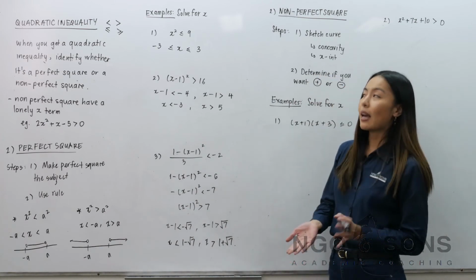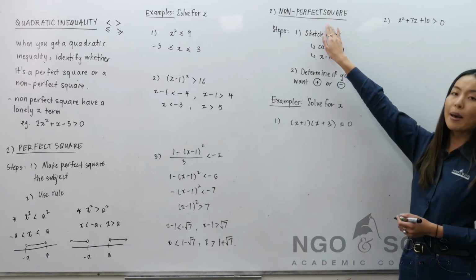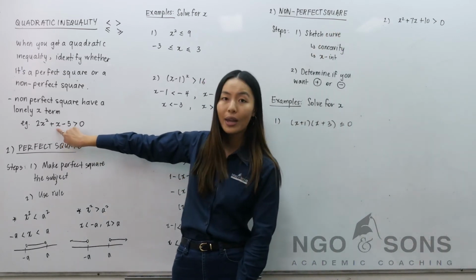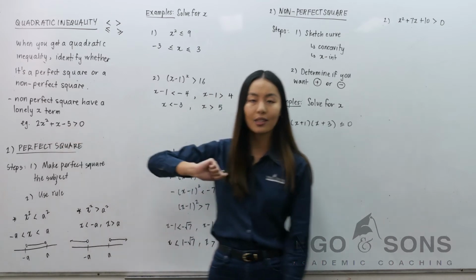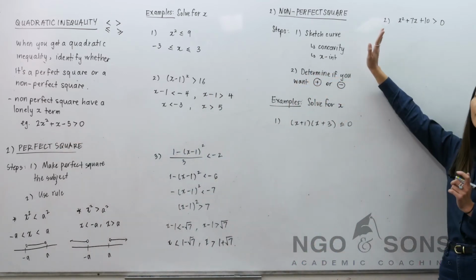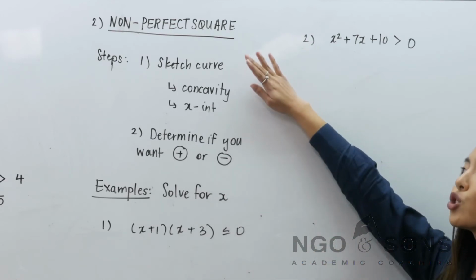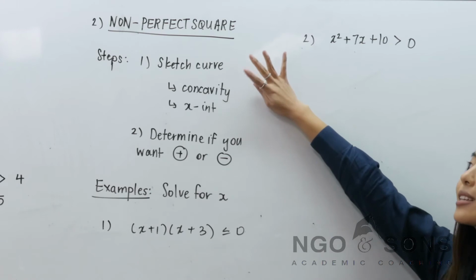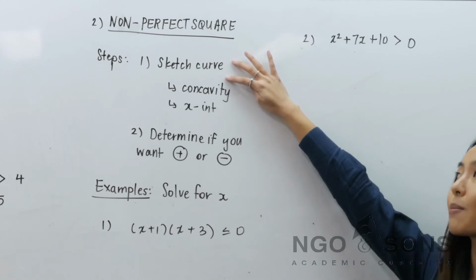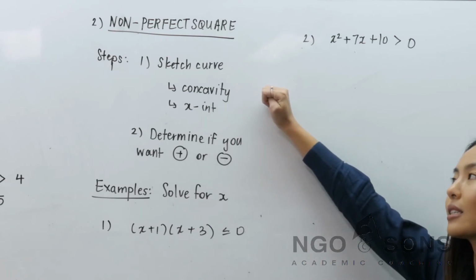Now what happens, guys, if we have a non-perfect square inequality? Remember, for a non-perfect square quadratic inequality, this is when we have our lonely x term. When we do have our lonely x term, there are two different steps for you to follow. Firstly, sketch a quick diagram. Your diagram only needs to be schematic. You only need to look for your concavity and your x-intercept.